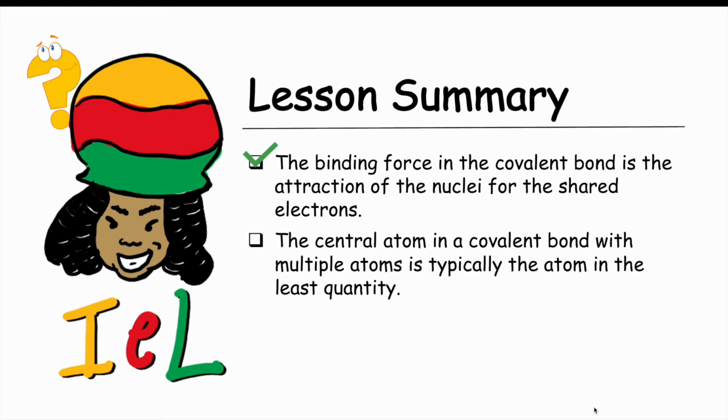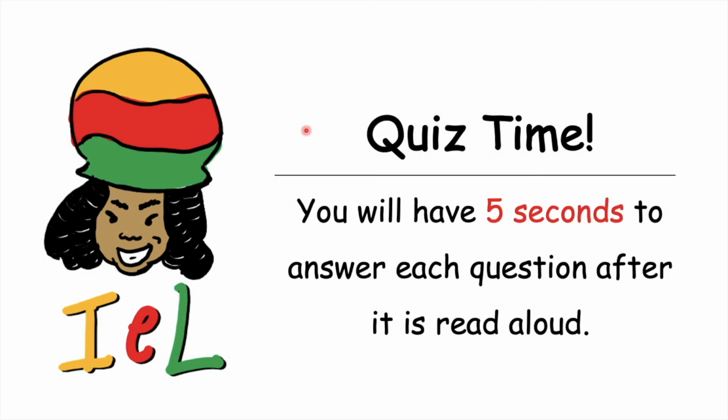The binding force in the covalent bond is the attraction of the nuclei for the shared electrons. The central atom in a covalent bond with multiple atoms is typically the atom in the least quantity. It's quiz time, and you have 5 seconds to answer each question after it is read aloud.